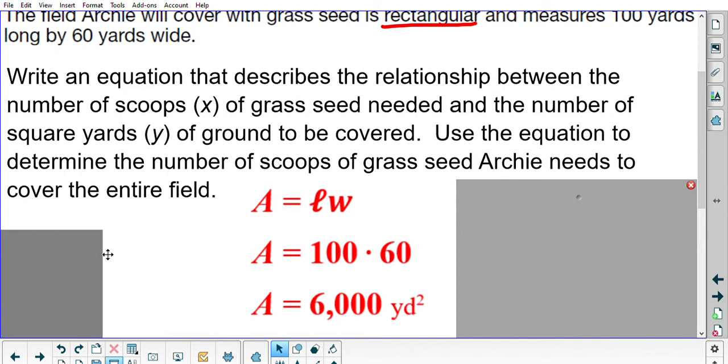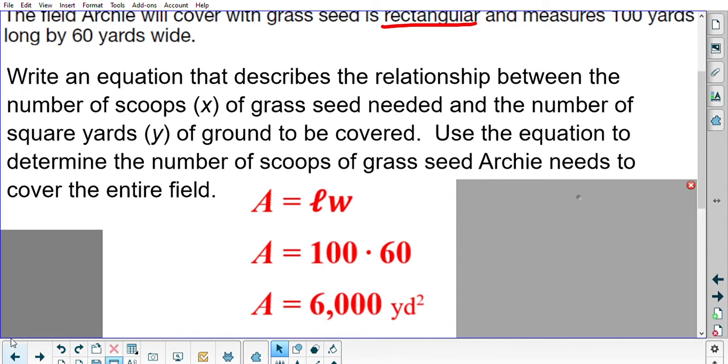Now, this does not answer the question yet. This is just the beginning piece of work that I need to do. I need to now write the equation that describes the relationship between the number of scoops and the square yards of ground to be covered, and we're using X to represent the number of scoops of grass seed and Y to represent the square yards.